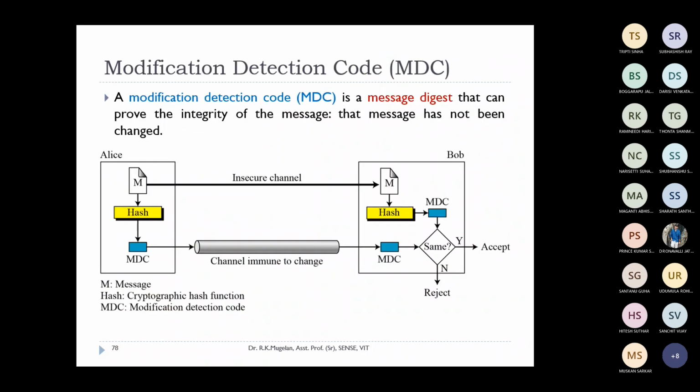This is the general way our message digest works. If you have a message, you hash it, and this is nothing but a hash value. In this case we call it the MDC, the modification detection code, and this is transmitted. We can compare the previous digest with the current digest, and it will be accepted if there is no mistake in it.